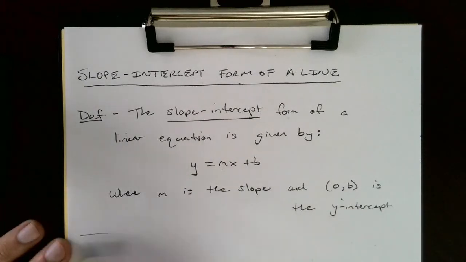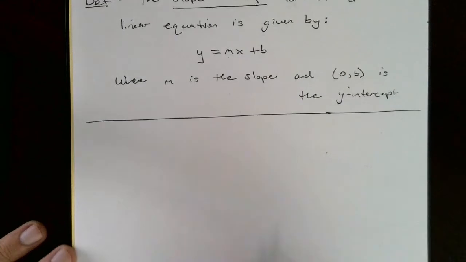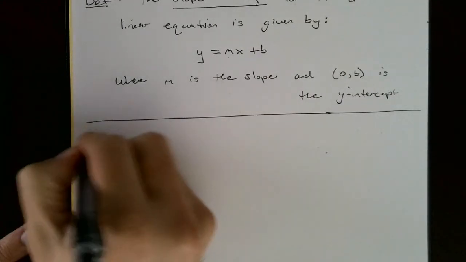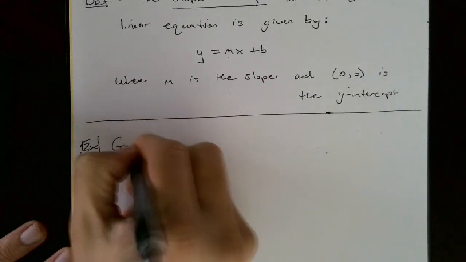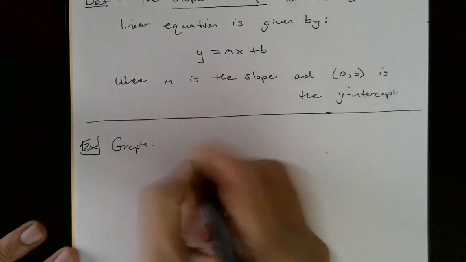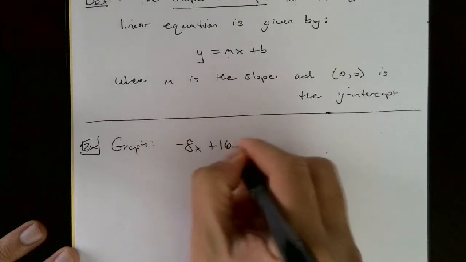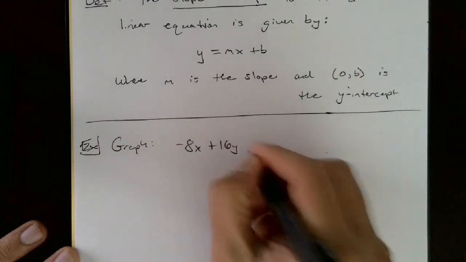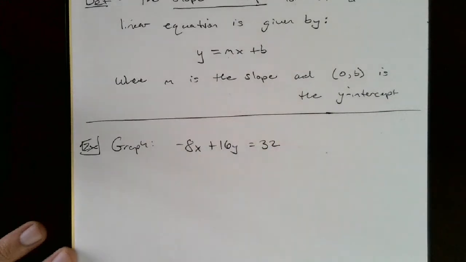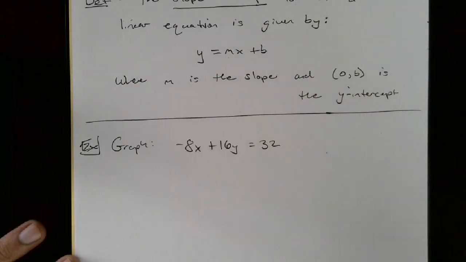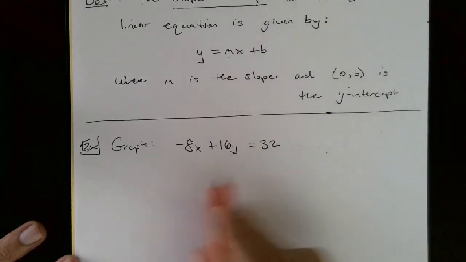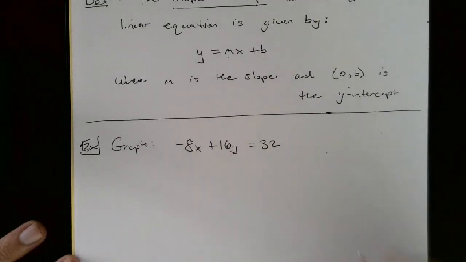So let's take a look at just two examples to make sure we understand how to use the y equals mx plus b form. So if I asked you to graph negative 8x plus 16y equals 32. The first thing we want to do if we want to get to the y equals mx plus b form is to solve for y here. Get y by itself on one side of the equation.